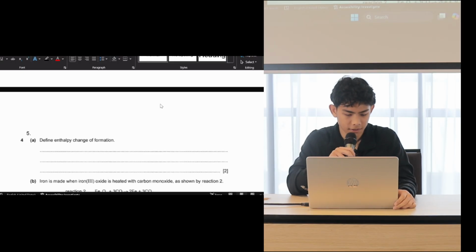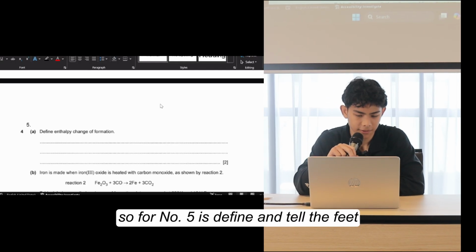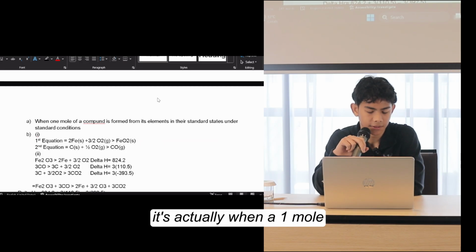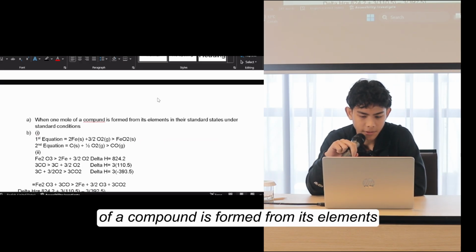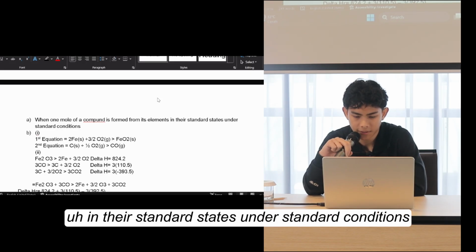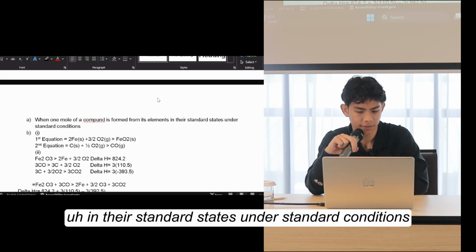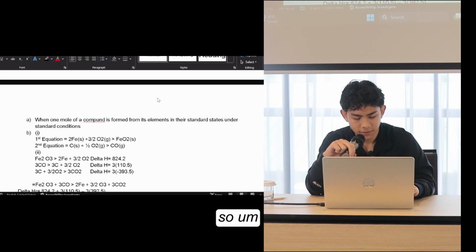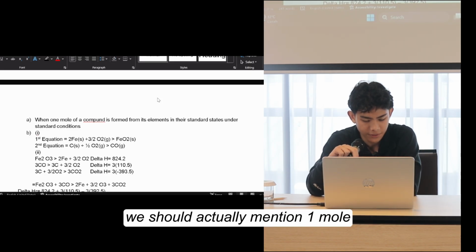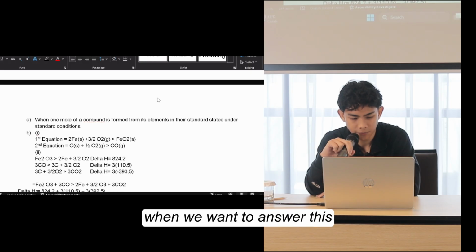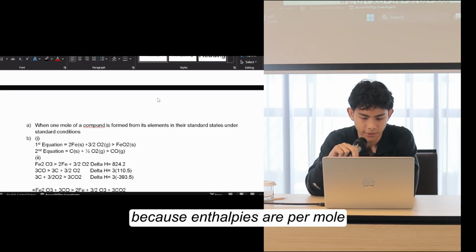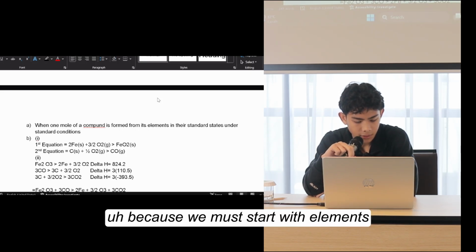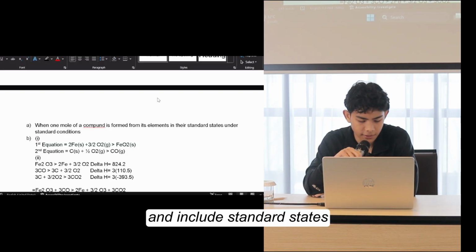Okay. So number 5 is to define enthalpy change of formation. It's when 1 mole of a compound is formed from its elements in their standard states under standard conditions. We should mention 1 mole when we answer this, because enthalpies are per mole, and we should say formed from its elements, because we must start with elements and include standard states.